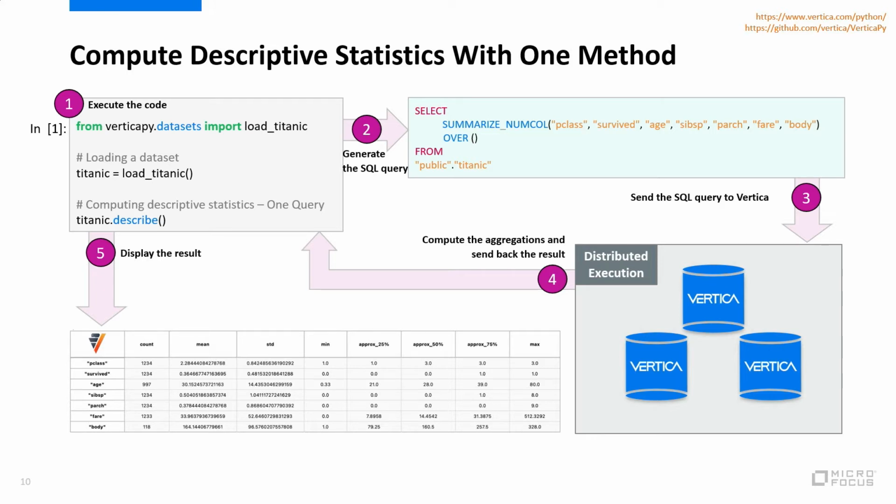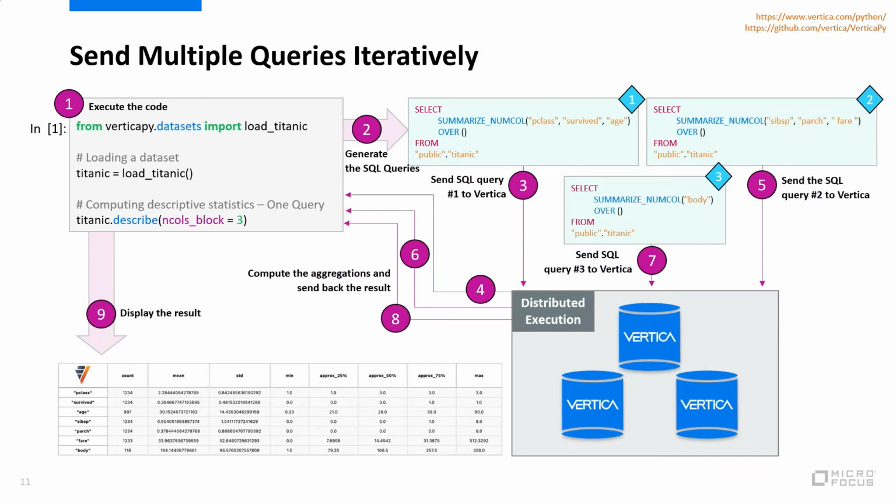When you describe the statistics, you're sending one query to the system, like a summarization call of all your numerical columns. Then Vertica can compute all the aggregations, send back the result, and then VerticaPy can display this result. But why send one query when you can send multiple queries?